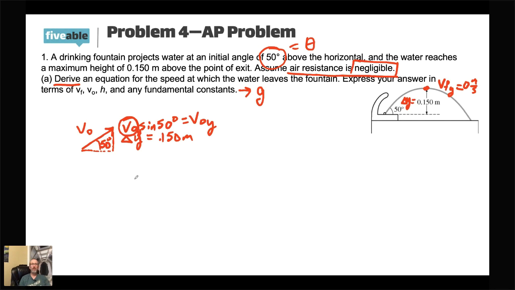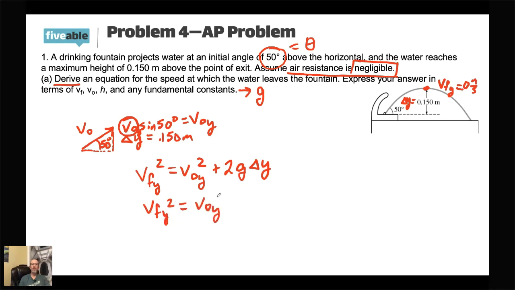Let's use the equation that we just used, which was the final velocity in the y direction squared is equal to the original velocity in the y direction squared plus 2 times gravity times the change in our position. If we say that up is positive, we know that we're going to have to make this negative at some point. So we rearrange our equation: VFY squared is equal to VOY squared plus 2 times negative g times delta y.